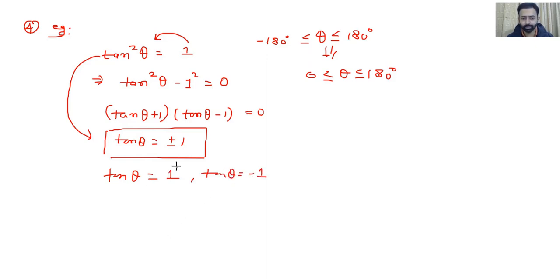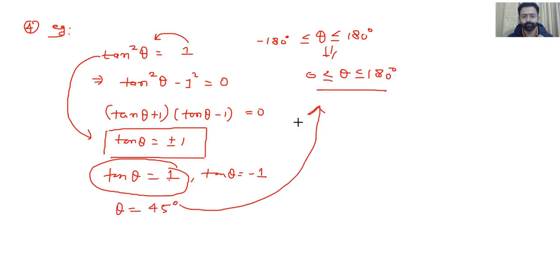So in this case you consider the first equation, tan theta is plus 1, and now look at the domain. For tan theta equal to plus 1 and domain 0 to 180 degrees, tan is positive. So tan remains positive between 0 and 180 degrees only in the first quadrant. In the first quadrant your principal value has to be 45 degrees, and that is the answer for this one.